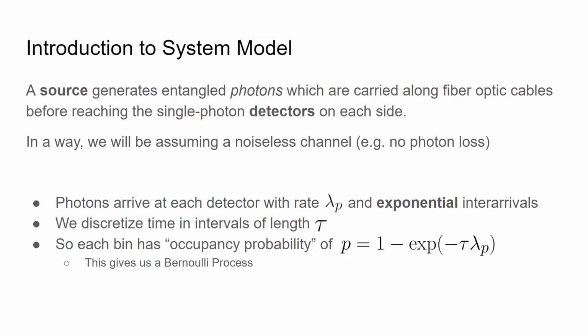So to introduce some parameters down here on the bottom half, we'll be assuming that from the point of view of Alice or Bob, photons will be arriving at our detectors at a rate lambda p with exponential interarrivals, or you could say the number of arrivals you see within a certain amount of time is Poisson. And so if we choose to discretize time in intervals of length tau, we end up with this Bernoulli process with parameter p, where p is given by this formula, which you can derive by using the fact that these arrivals should be Poisson.